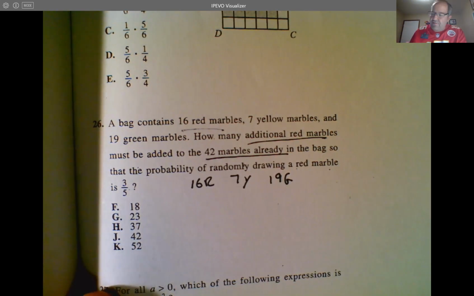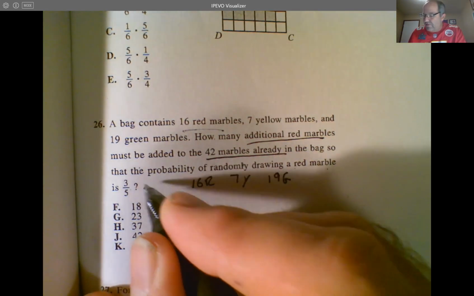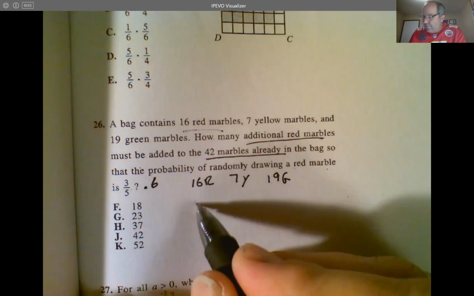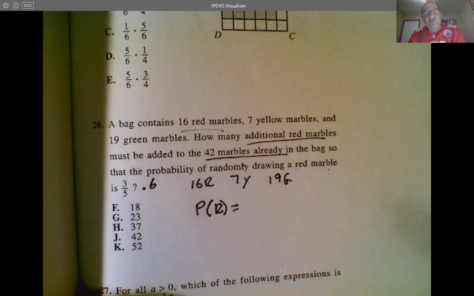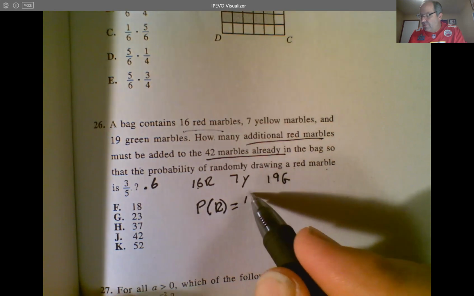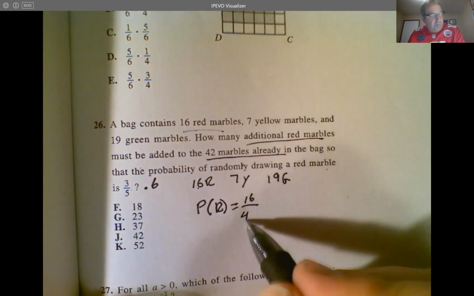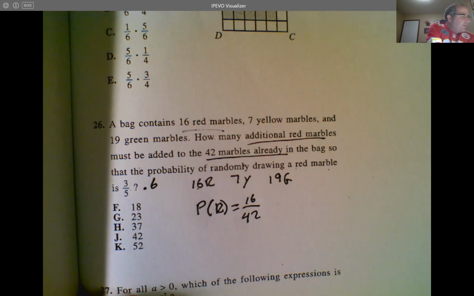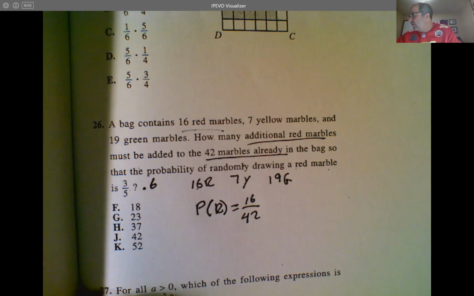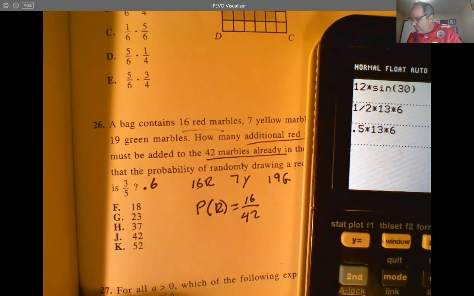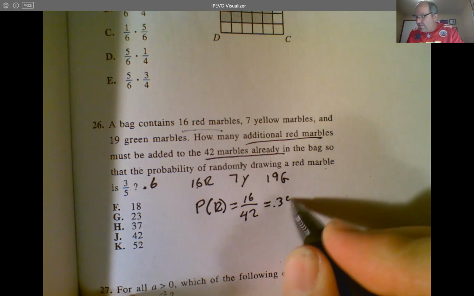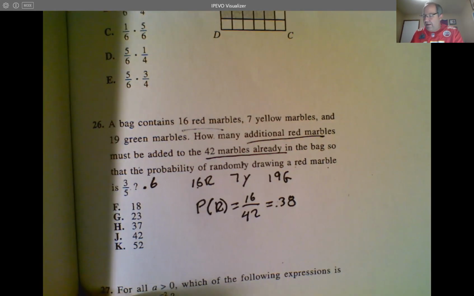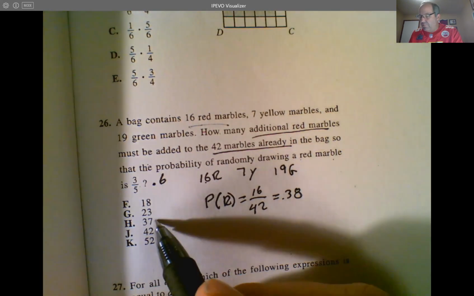So use your calculator. 3 divided by 5 is 0.6. Right now, the probability of drawing a red marble, remember, is favorable over total, so it's 16 over the total of 42 marbles. If we divide those out, 16 divided by 42 is about 0.38. That's nowhere near, right?